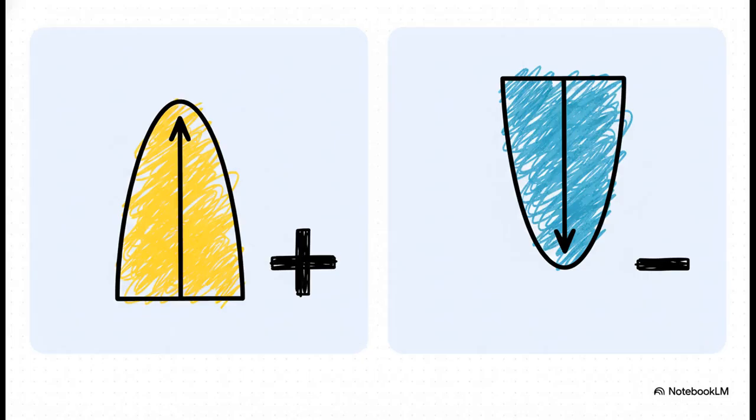And the answer, believe it or not, comes right back to our friend, the a value, that coefficient in front of the x squared term. It's basically the director of the whole show. If a is a positive number, the parabola opens upward. If a is a negative number, it flips completely and opens downward. It really is that simple.